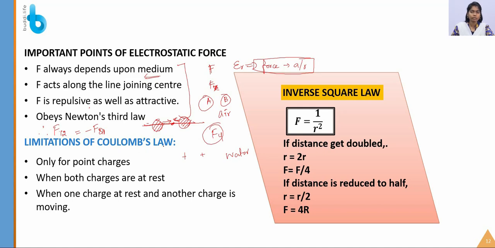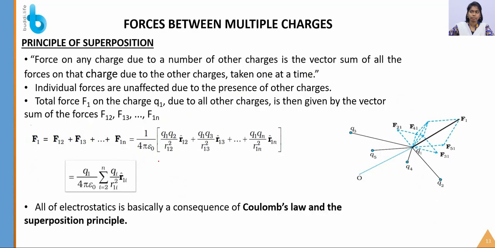Though it has several limitations, let me point out three major limitations. First one is it is valid only for point charges, not for extended charges. Next is when both charges are at rest. If the charges are at rest, Coulomb's law is valid. If the charges are not at rest, then Coulomb's law is not valid. If one charge is at rest and another charge is moving, Coulomb's law is valid. So these are the three limitations.